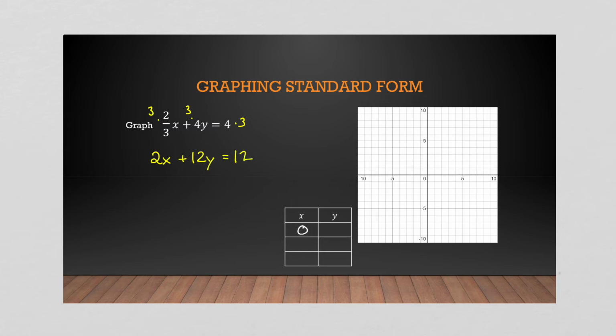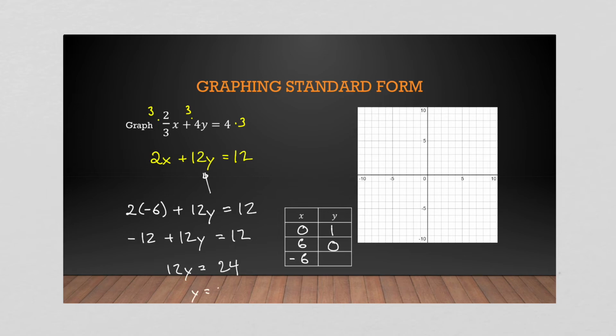I'm still going to use when x is 0 and when y is 0. So when x is 0, that's 0. So I have 12y equals 12, so y is 1. When y is 0, that's 0. So I have 2x equals 12, so x is 6. And I'm going to pick x negative 6 because I like that trend. So now I go 2 times negative 6. Remember, you can pick anything, but this is a good strategy to take. I suggest you do it. And now we're here. So now we have negative 12 plus 12y equals 12. 12y equals 24. Divide both sides by 12, and y is 2.